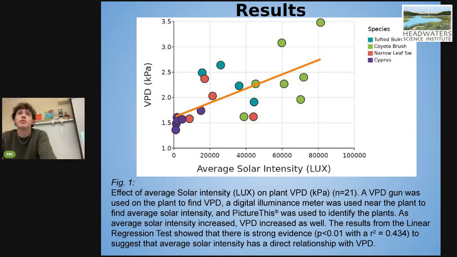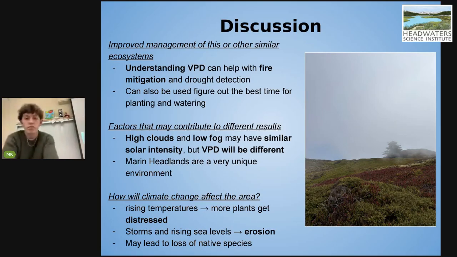You talked a lot about the fog having an effect on the VPD. So do you think that if you did it somewhere else that was not foggy, your results would be a lot different? Yeah, I thought they would, because even though fog and clouds both reflect, and you can have the same solar intensity, there's going to be more humidity, and humidity is pretty important for measuring VPD. So with fog, there's going to be more moisture and a lower VPD, whereas with high clouds, it might have the same solar intensity, but there's not going to be that moisture.